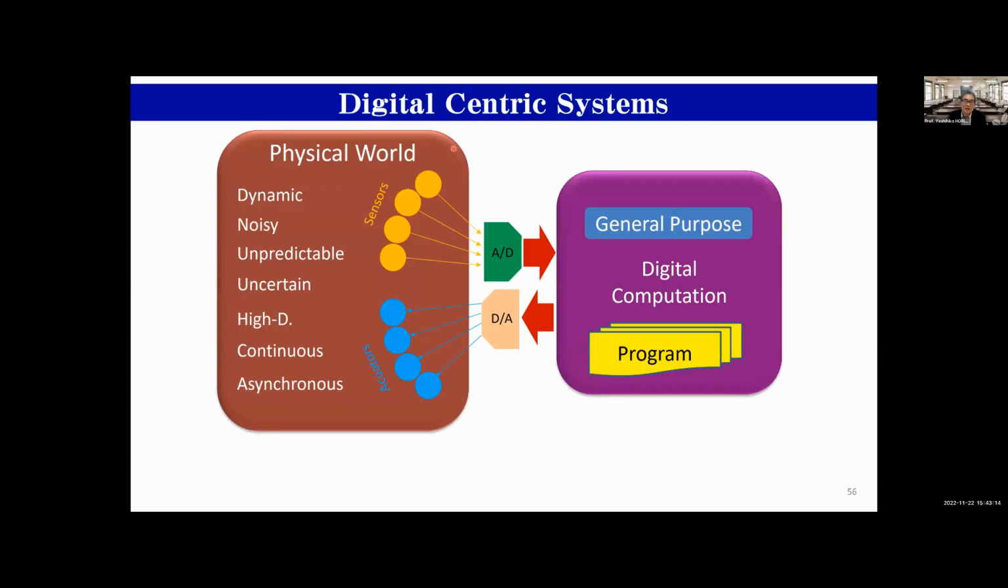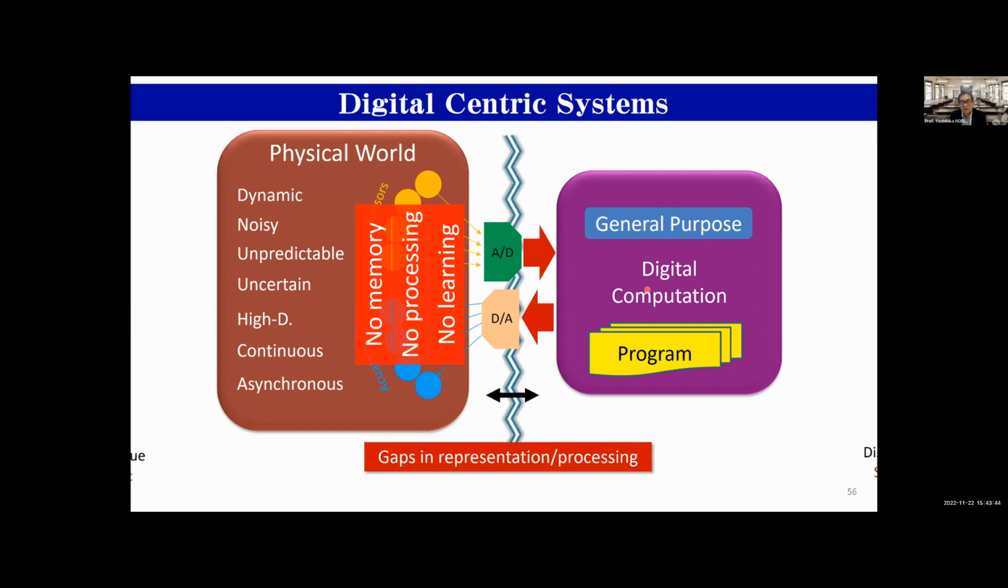Okay, this is the current digital-centric system. We have a world here, and the sensors and actuators are deployed in the world. And we have the general purpose digital computer here. For the interface, we have AD and DA converters between them. And usually those sensors and actuators do not have memory, processing, and learning.